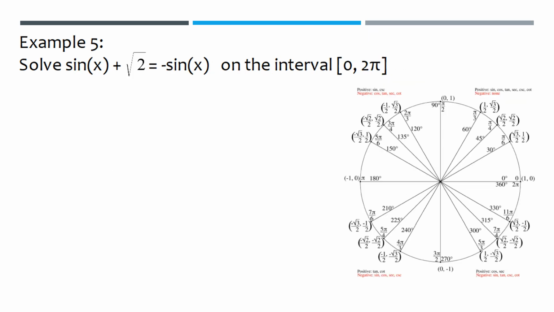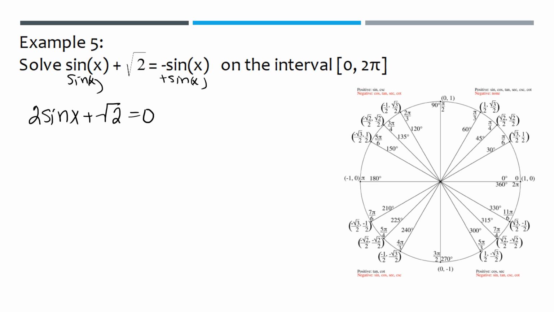All right, example 5. A little bit different. Solve sine of x plus the square root of 2 equals negative sine of x. Okay, so it said that we always want to isolate our trig function. So your choice is to either add sine of x on both sides of the equation or subtract sine of x on both sides. I'm going to go ahead and add the sine of x on both sides. So that would give me sine of x plus sine of x is 2 sine of x plus the square root of 2 now equals 0.